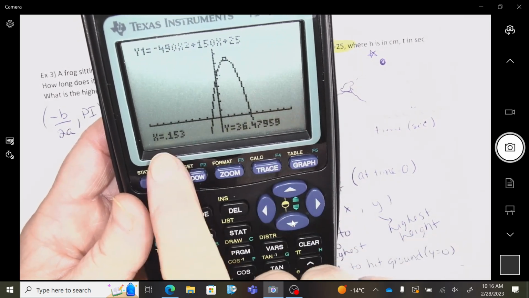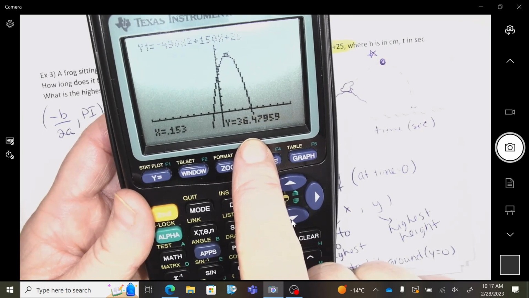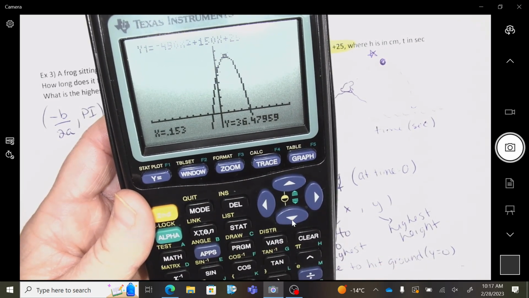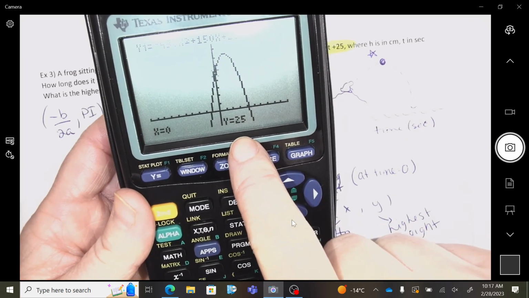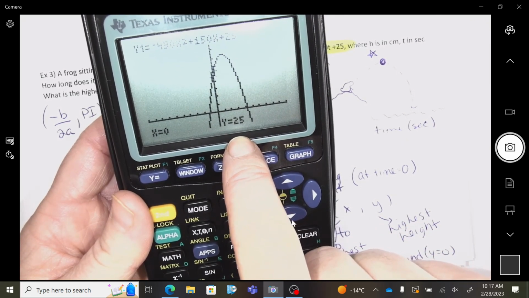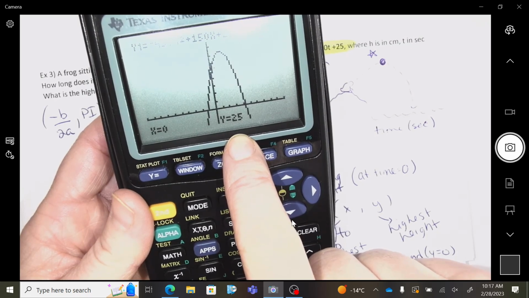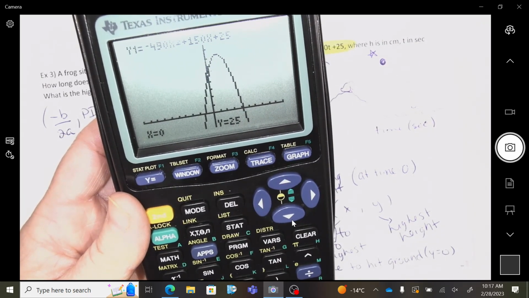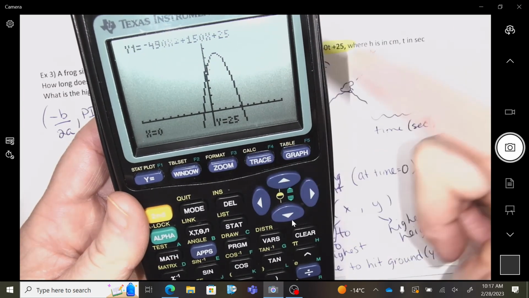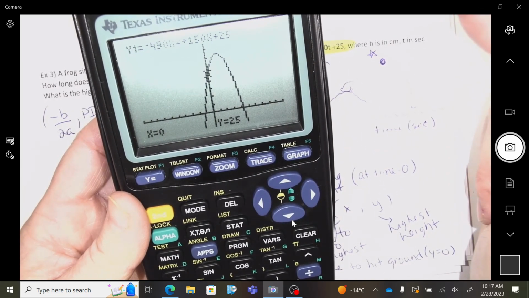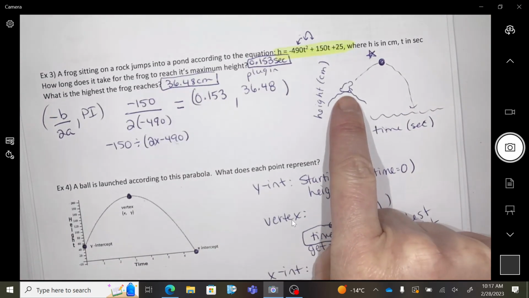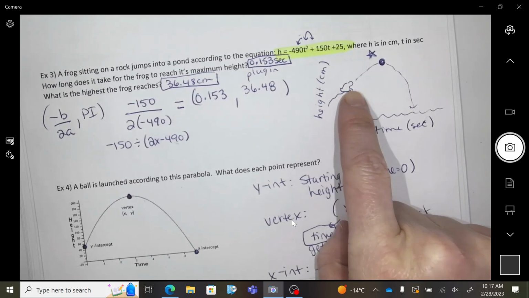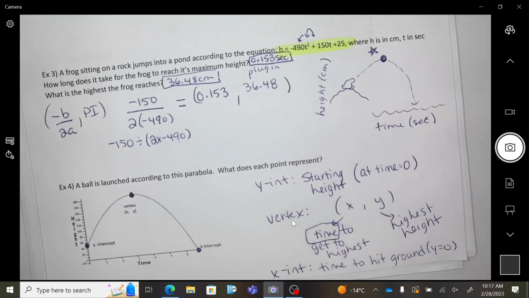Can you find that point for me? So there's the highest point. So it took 0.153 seconds to get there. The y-intercept. What would this mean if I asked you about the y-intercept? 25 what? 25 centimeters is what in this situation? The height of the rock. The frog is right now at the very start, before he does anything, at 25 centimeters, so that's the rock's height.